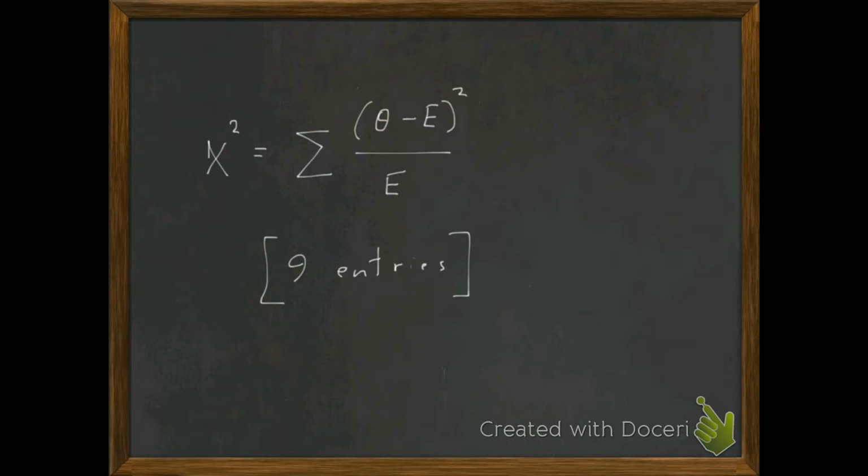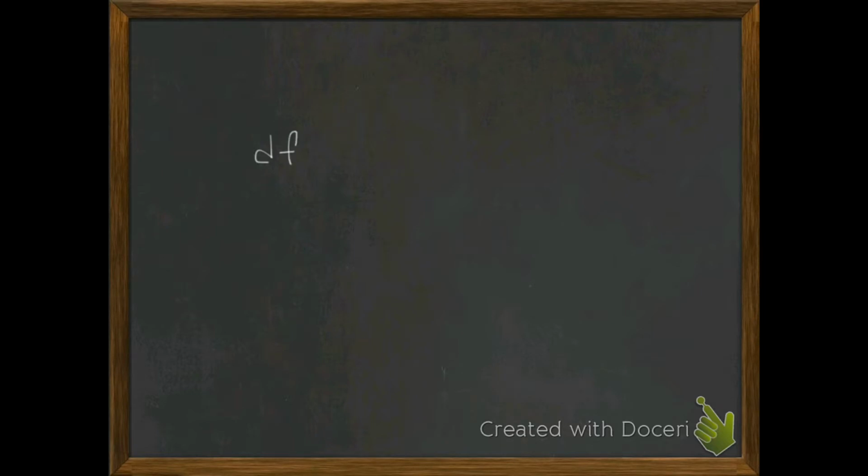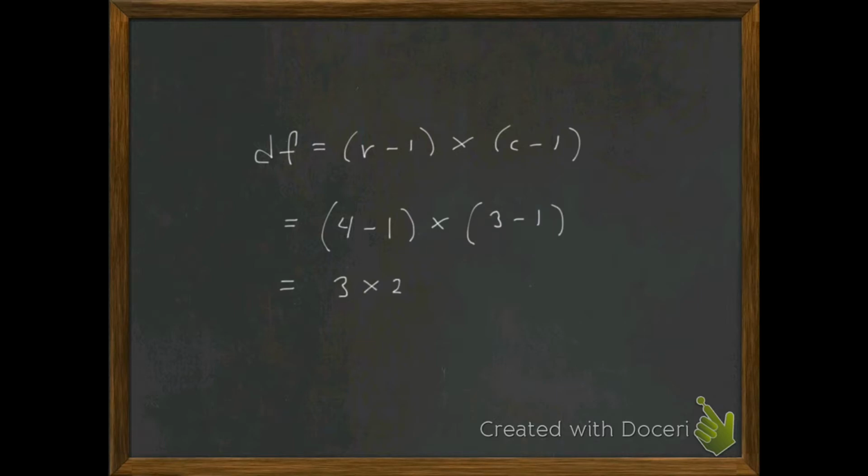Now, in this situation, for the chi-square test of independence, our degrees of freedom are the number of rows minus 1 times the number of columns minus 1. So in this situation, we have 4 rows and we have 3 columns. So we would have 6 degrees of freedom in modeling the calculation of our p-value.